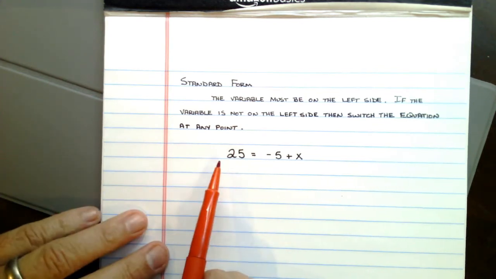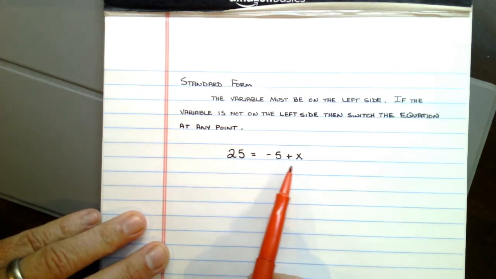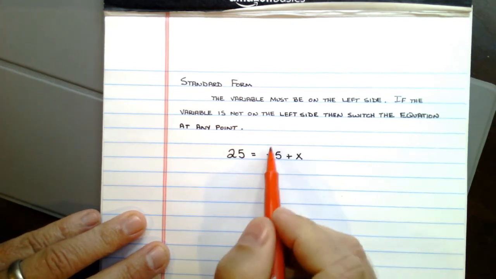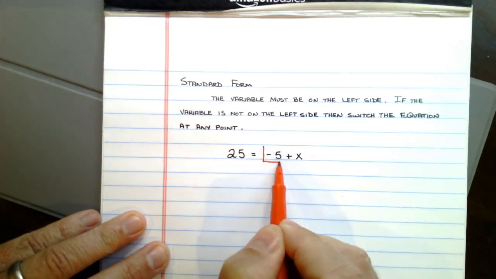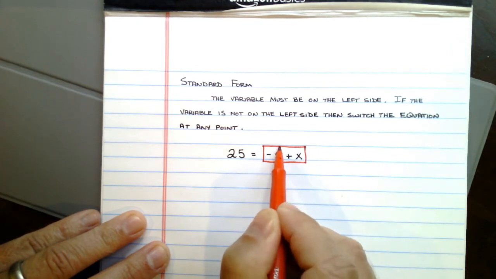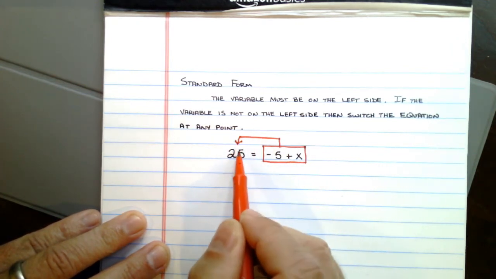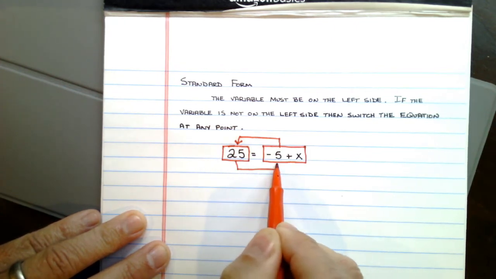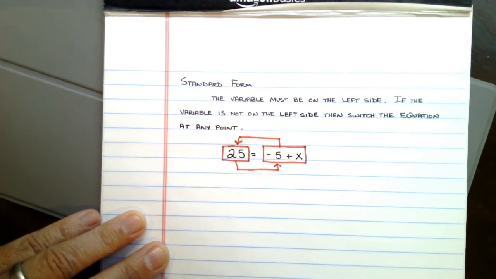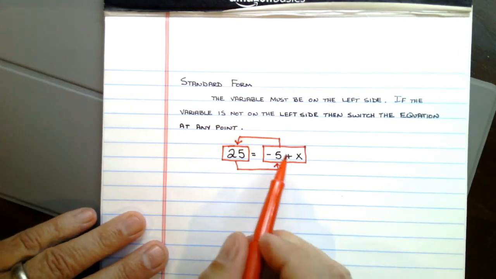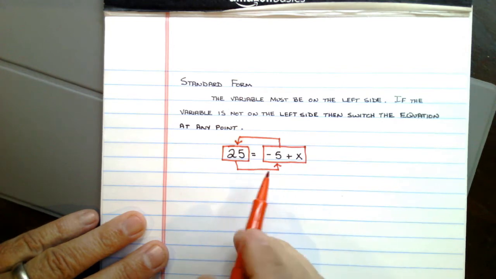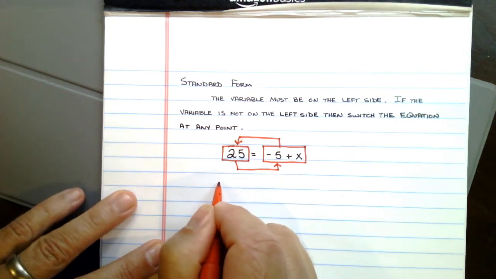So as soon as I see an equation that looks like this, where the variable is not on the side it's supposed to be on, I'm going to take everything over here and put it on this side of the equal sign, and take everything that's over here and put it on this side of the equal sign. I'm simply going to switch this around. And when I switch it around, it looks like this.